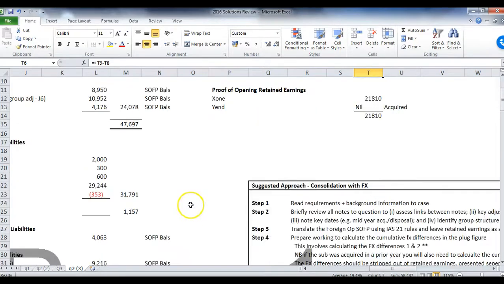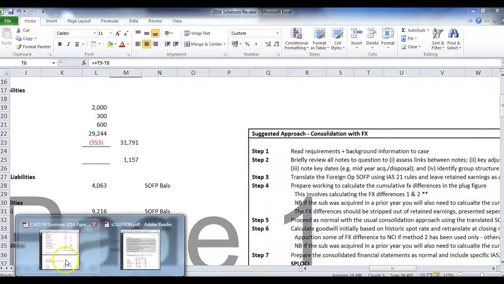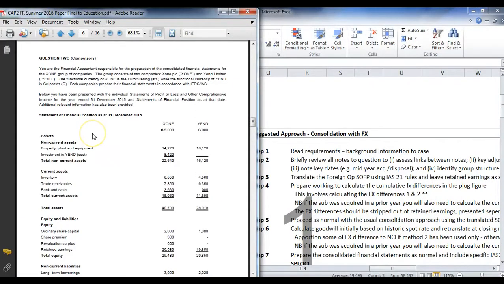Right? So this screencast looked at Summer 16 question 2, focusing on foreign subsidiary under IAS 21.